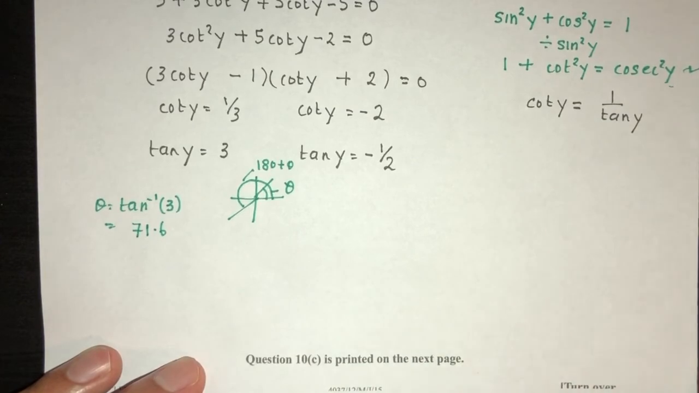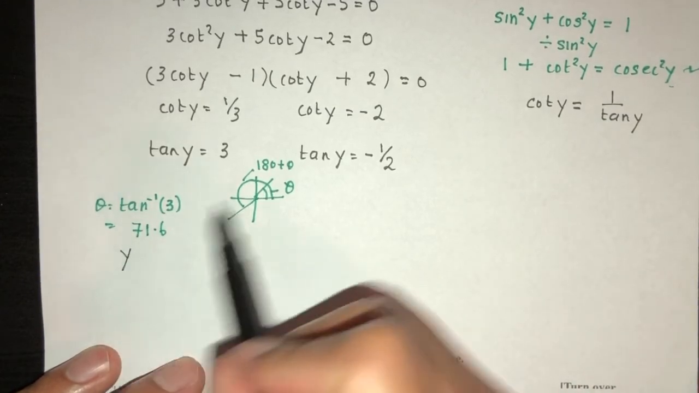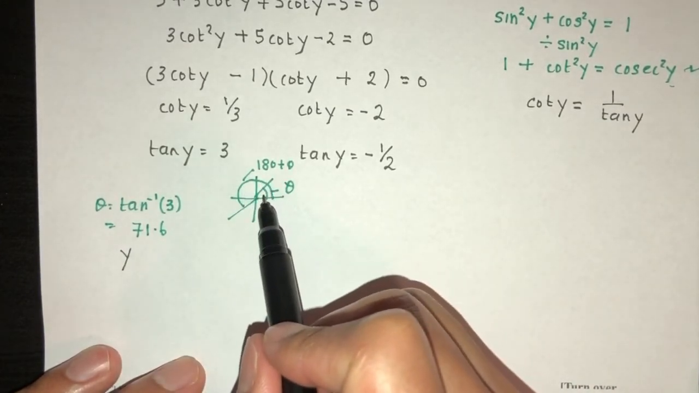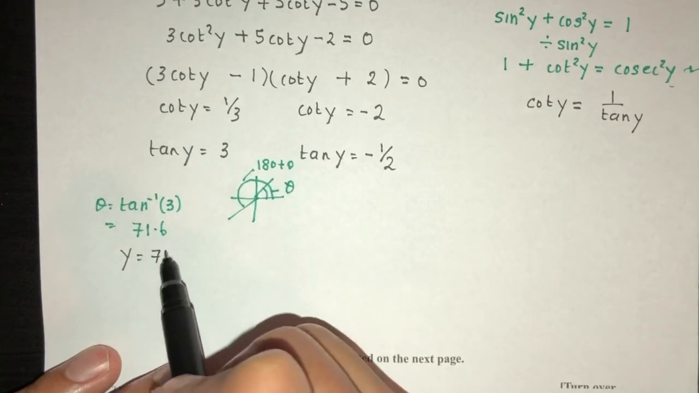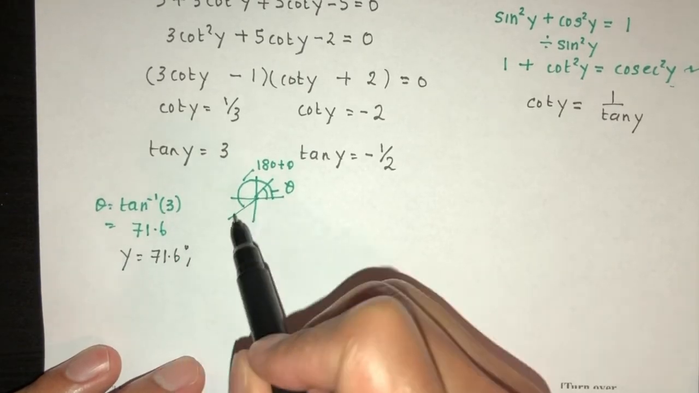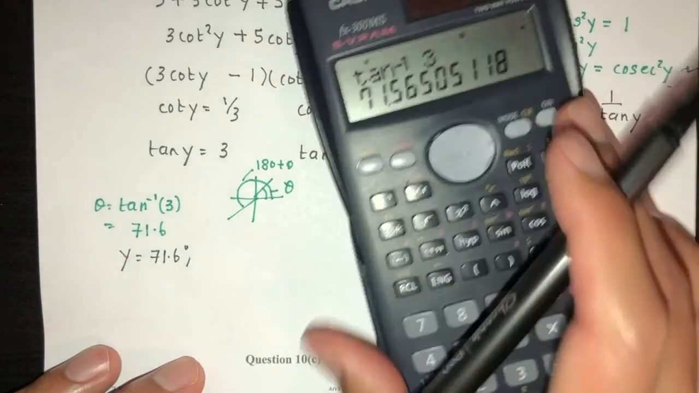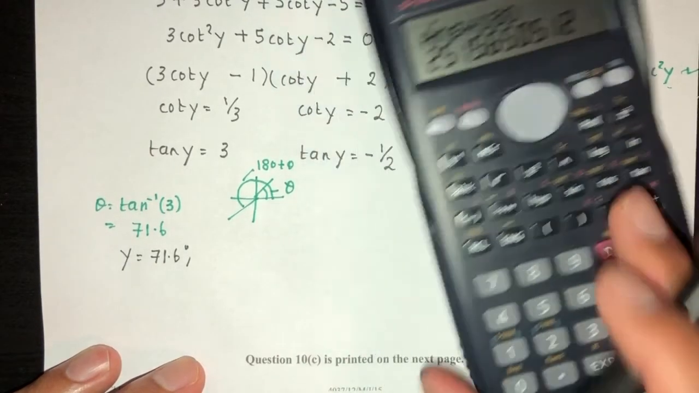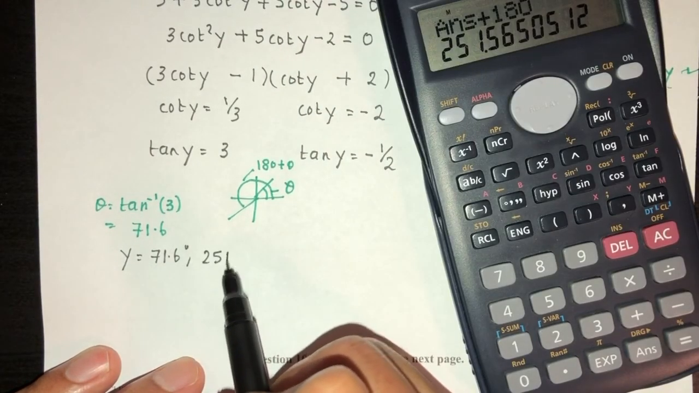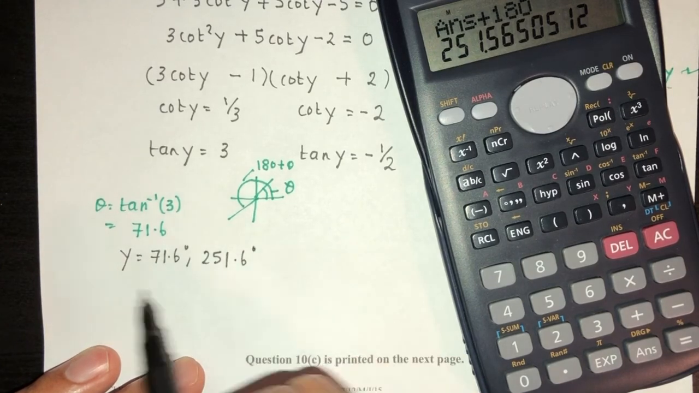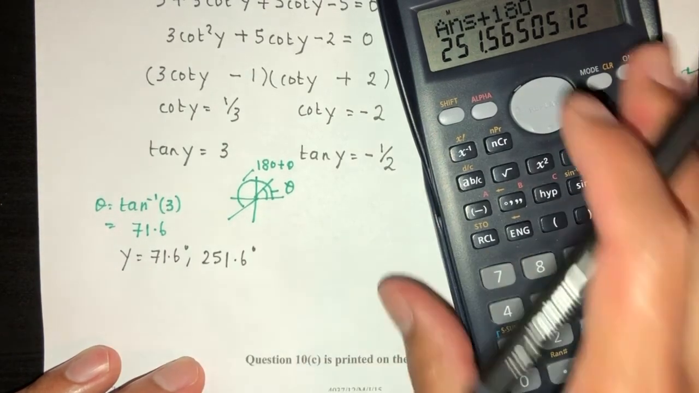71.6. Right. Now the value of y, we have to look at your angles. So the first one is theta, which is 71.6, and then this one is 180 plus that. So plus 180, that will be 251.6. So that is your two values of y for this one.